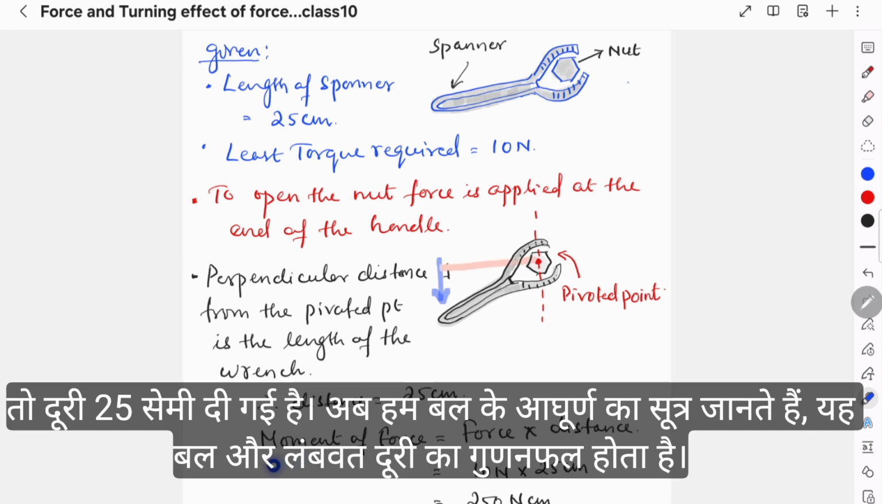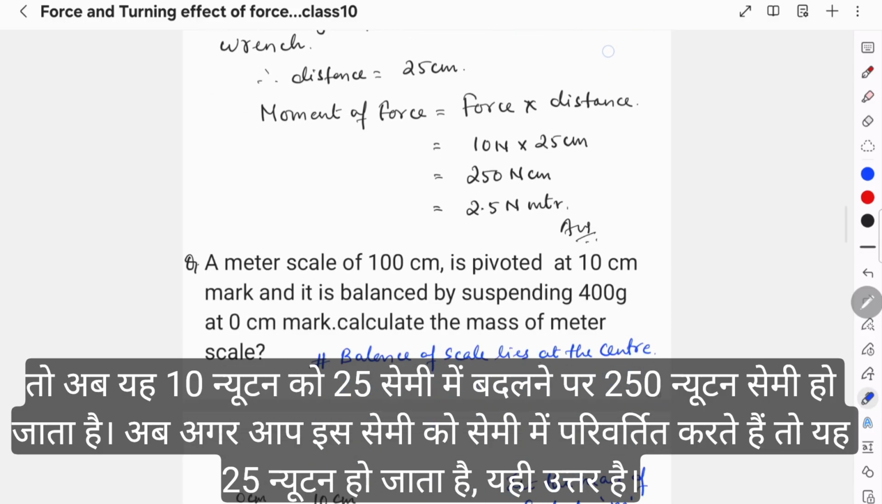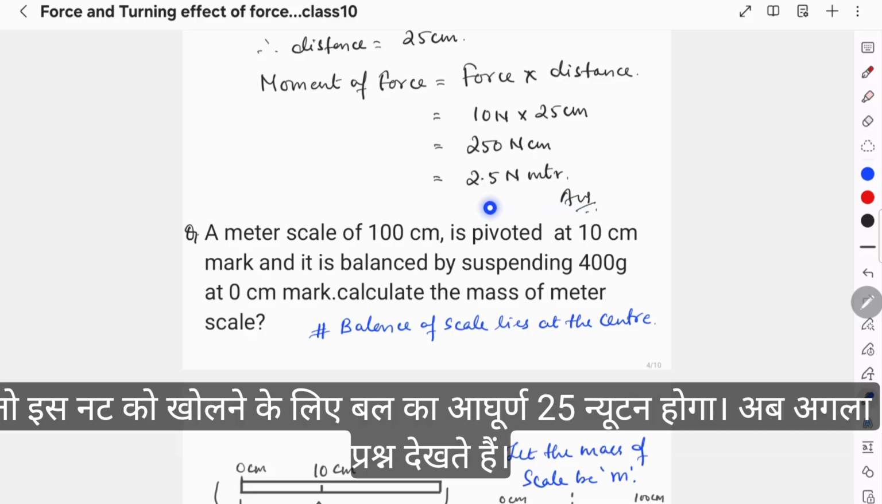Now we know the formula for the moment of force. This is the product of force and the perpendicular distance. So now this becomes 10 Newton into 25 centimeter, which is basically 250 Newton centimeter. Now if we convert the centimeter to meter, it becomes 2.5 Newton meter. That is the answer. So the moment of force will be 2.5 Newton meter to open this nut.